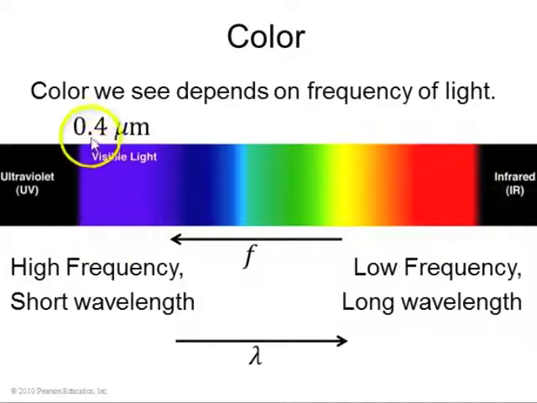And just to give you the numbers, 0.4 microns, so that's 0.4 millionths of a meter. That's about half of a thousandth of a millimeter, is the wavelength of violet light. The wavelength of red light would be about 0.7 microns. Again, less than a thousandth of a millimeter.